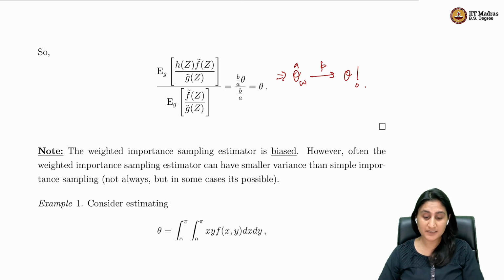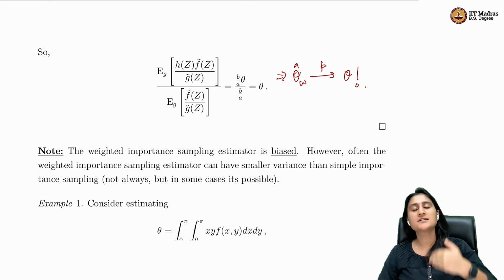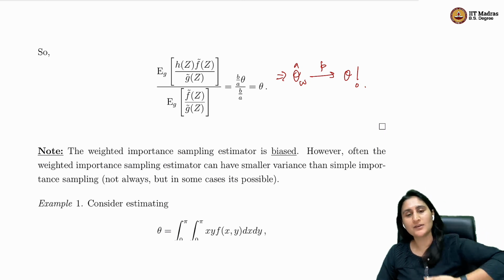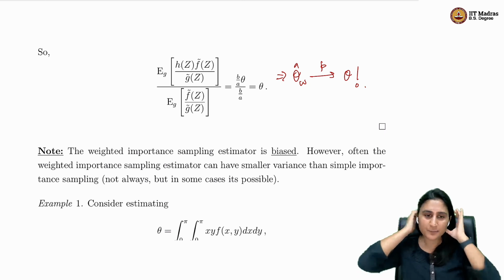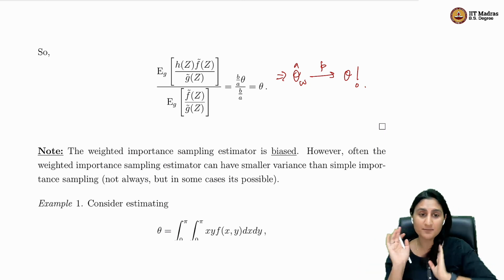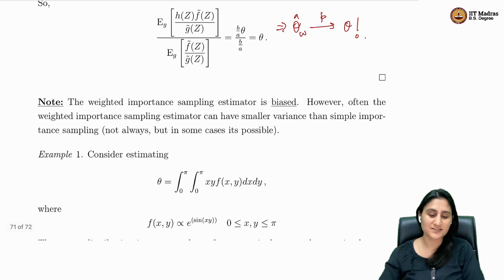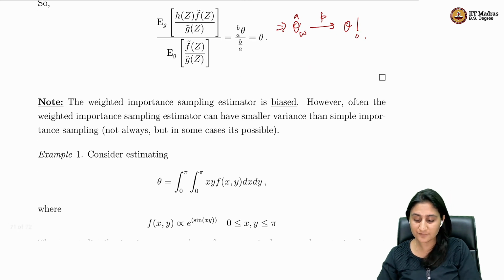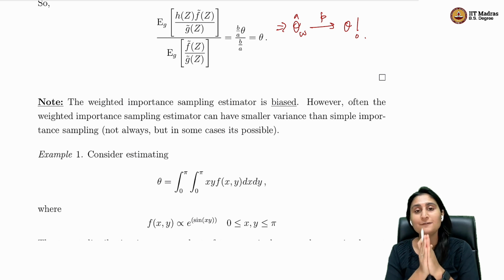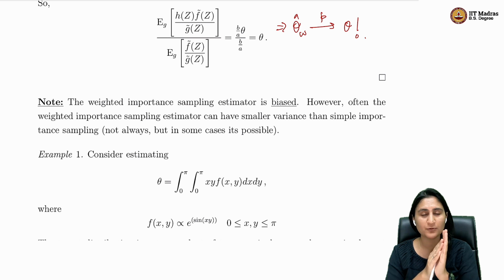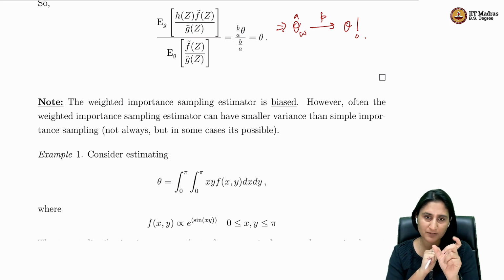However, it's a little bit sad. So we do have consistency in the sense that as we get more and more samples, our estimator converges to the correct value. However, we don't have unbiasedness. So the weighted importance sampling estimator is in fact a biased estimator, which means that for any finite n, the expected value of theta hat w is not going to be theta. So there's going to be some difference in where the estimator is located.